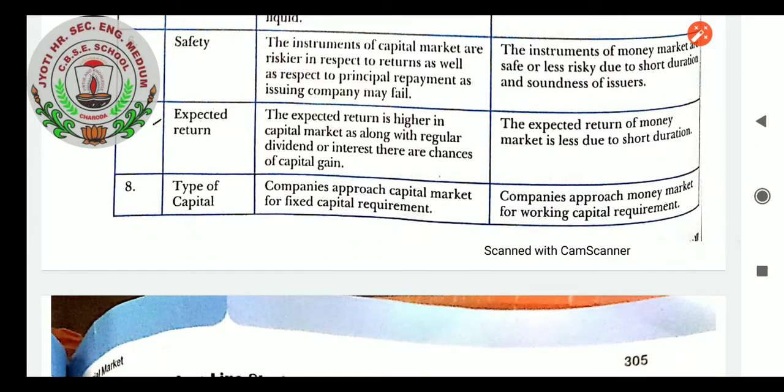On type of capital, companies approach the capital market for fixed capital requirements, whereas companies approach the money market for working capital requirements. So this was the difference between capital market and money market, students. I hope you have understood.